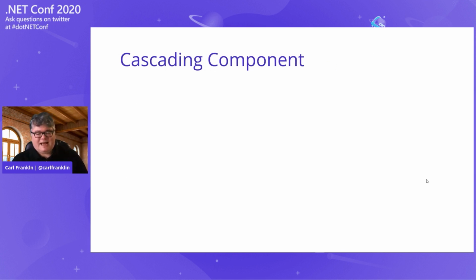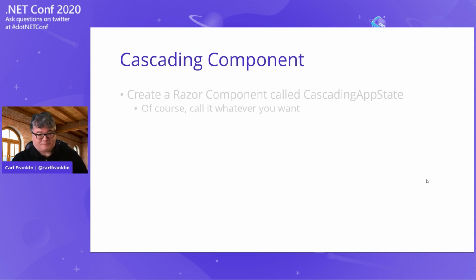All right, so for the cascading component method, we're going to create a Razor component. I called mine cascading app state.